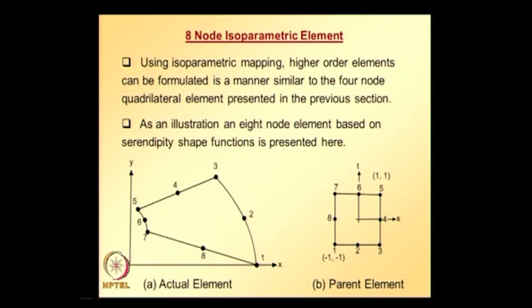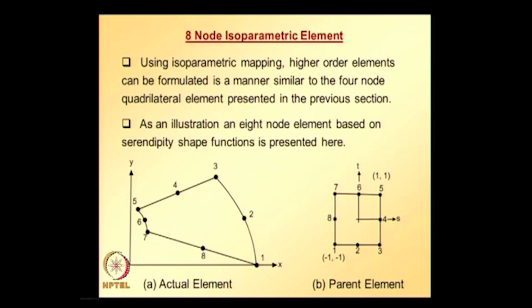The actual 8 node element is shown, and also the 8 node parent element is shown. So, by this time you are familiar, for writing isoparametric mapping relations we are required to know the shape functions of all the 8 nodes of the 8 node parent element.